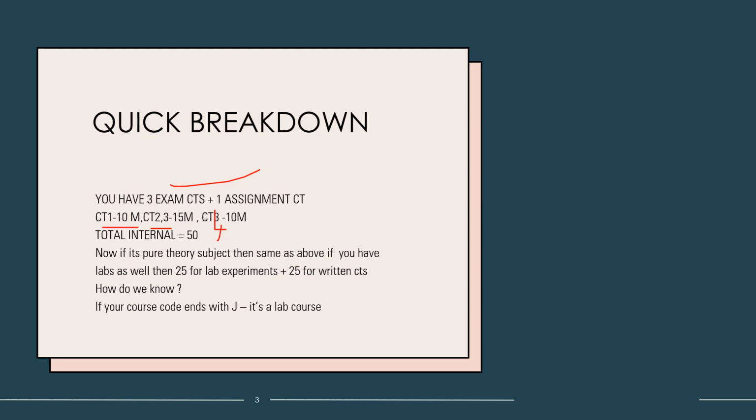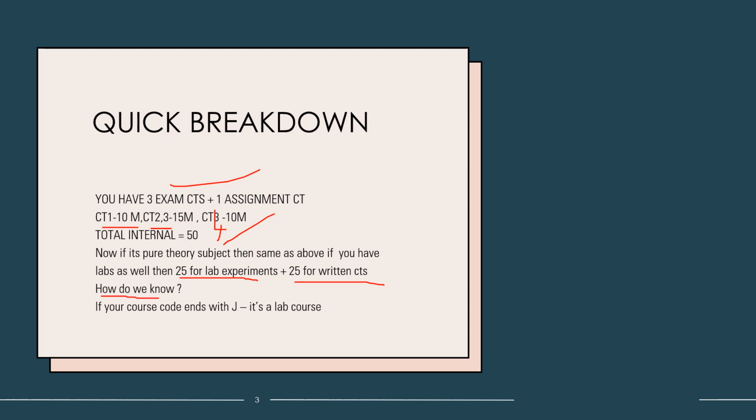CT1 would be of 10 marks, CT2 would be of 15, CT3 would be of 15, and CT4 would be of 10 marks. In total, your internal would be 50 marks. Now, if your subject is a pure theory subject, then you have this division as above. If your subject is a lab subject, where you're going to labs alongside your theory classes, then it would be divided into 25 plus 25: 25 for your lab experiments, 25 for your written CTs.